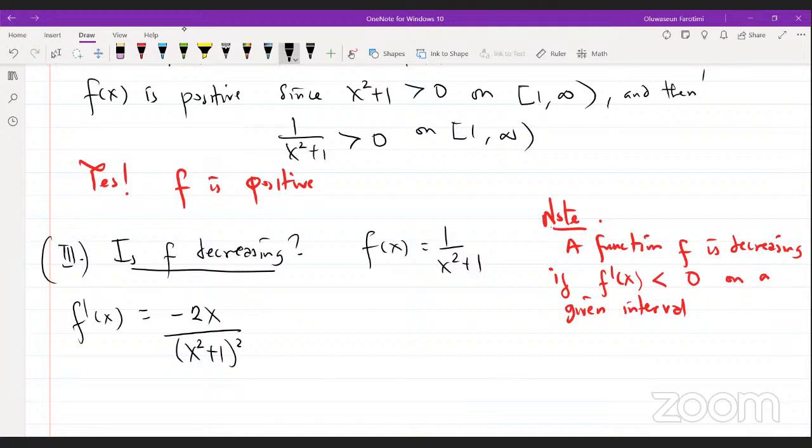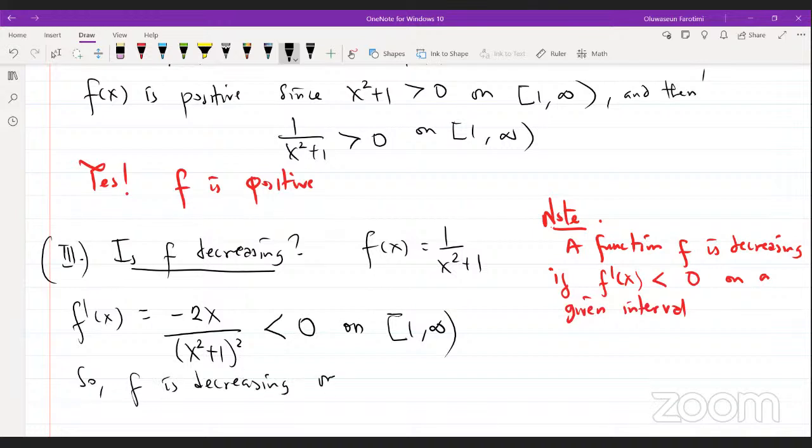Now, what kind of number is this guy going to produce? It's going to produce a number less than 0, but you have to specify the interval, right? On 1 comma infinity. If you pick any number here, if you plug in a 1, plug in a 2, plug in a 3, the output is always going to be negative. So what's going to be our conclusion? So f is decreasing on what interval? On 1 comma infinity.